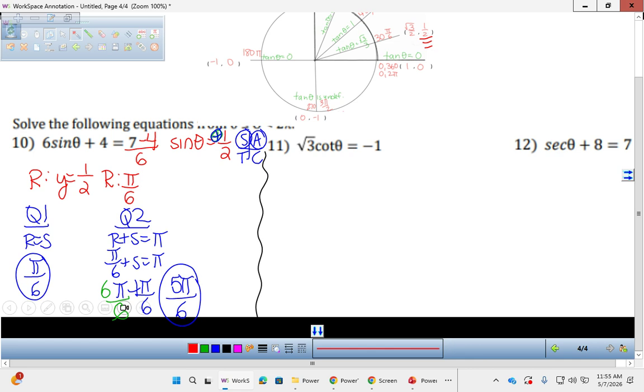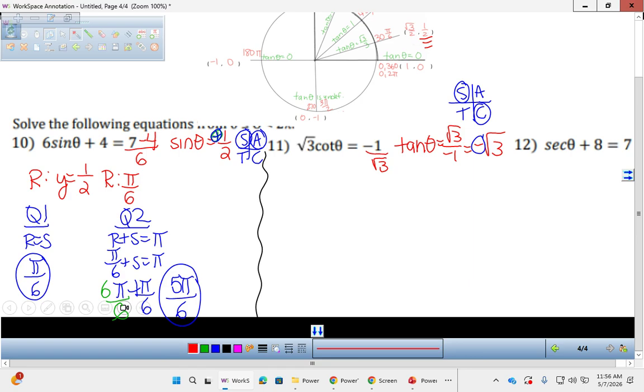For this next one, if I want to get cotangent alone, I would divide by root 3, and then I would change it to tangent by flipping that fraction. So it would be root 3 over negative 1, which is really just negative root 3. And the fact that it's got this negative sign means that I'm looking for when tangent is negative. Well, tangent's positive in 1 and 3, so my answers are going to be in 2 and 4.